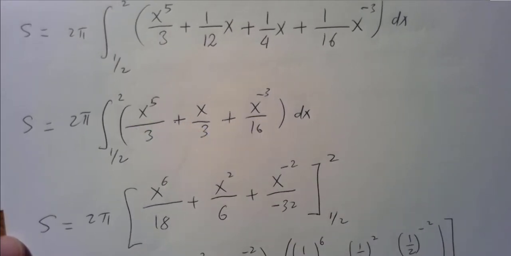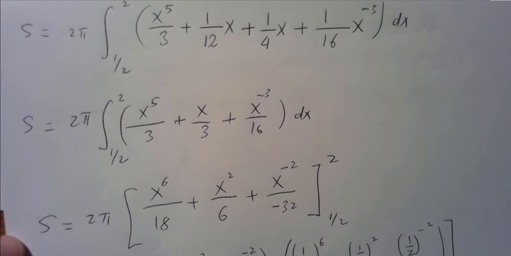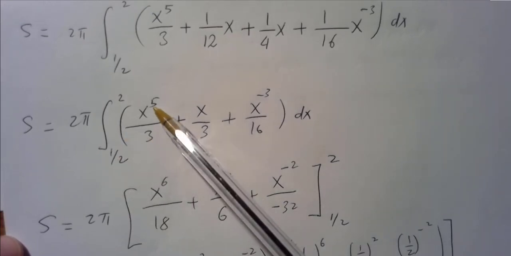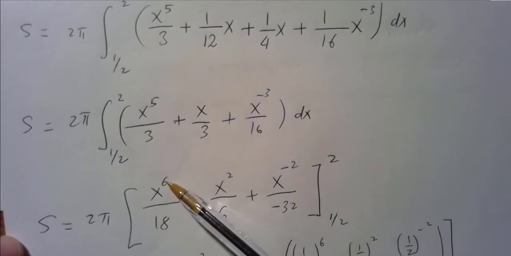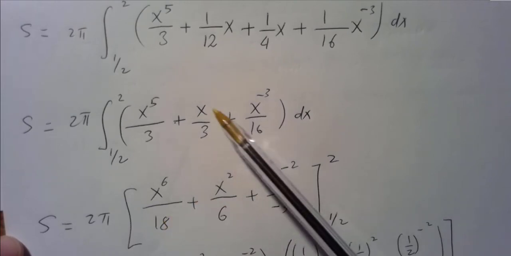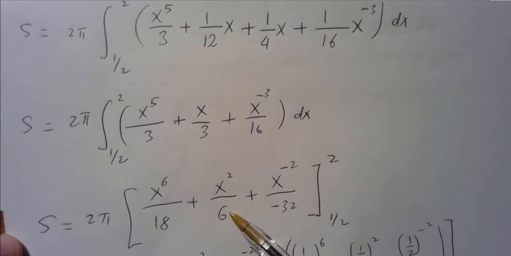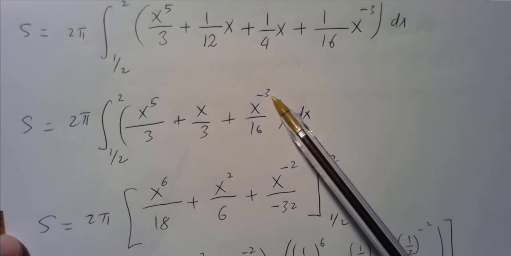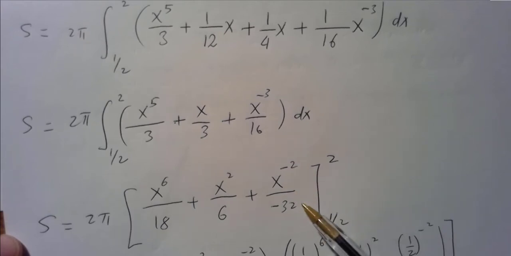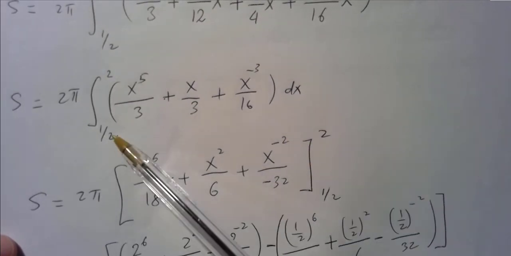This is just a polynomial, easy to find the integration from 1/2 to 2 by using the power rule. The 5th power, I add 1 to that, becomes 6. I divide by 6, but we already have 3, so 6 times 3 is 18. This is the power of 1, so 1 plus 1 is 2, divided by 2, but 2 times 3 is 6. And then minus 3 plus 1 is minus 2, and then divide by minus 2. Minus 2 times 16 is minus 32. And we evaluate the whole expression from 1/2 up to 2 because of the limit right here.